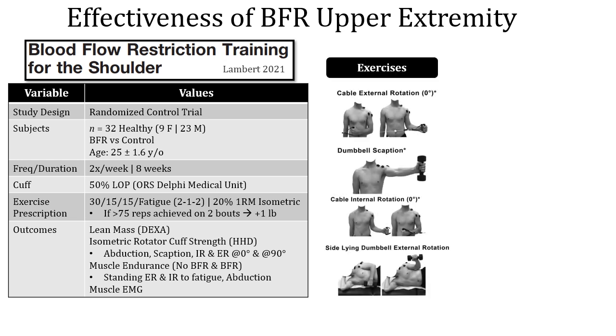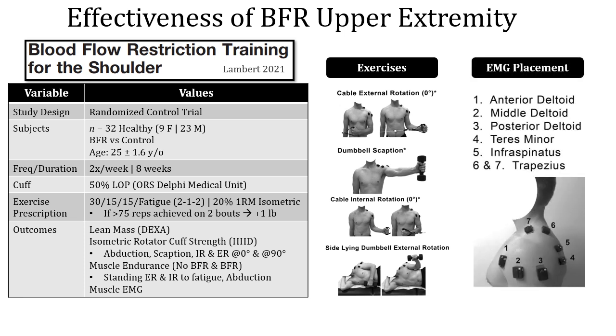The exercises that they looked at, there were 4 of them. So cable external rotation, cable internal rotation, the dumbbell scaption, and then the sidelying external rotation. The small asterisks on the first 3 exercises indicate that those were the ones that were used for the isometric rotator cuff strength as well. Sorry, not endurance, strength for the handheld dynamometry as far as their outcomes. And then they looked at the EMG placement: anterior deltoid, middle delt, posterior delt, teres minor, infraspinatus, and the trapezius, and you can see the placement of the EMG electrodes there.